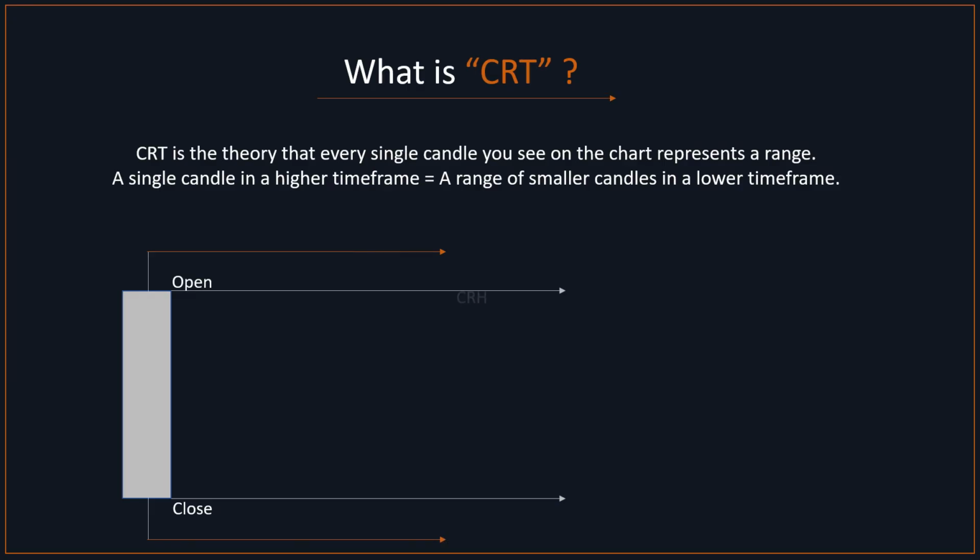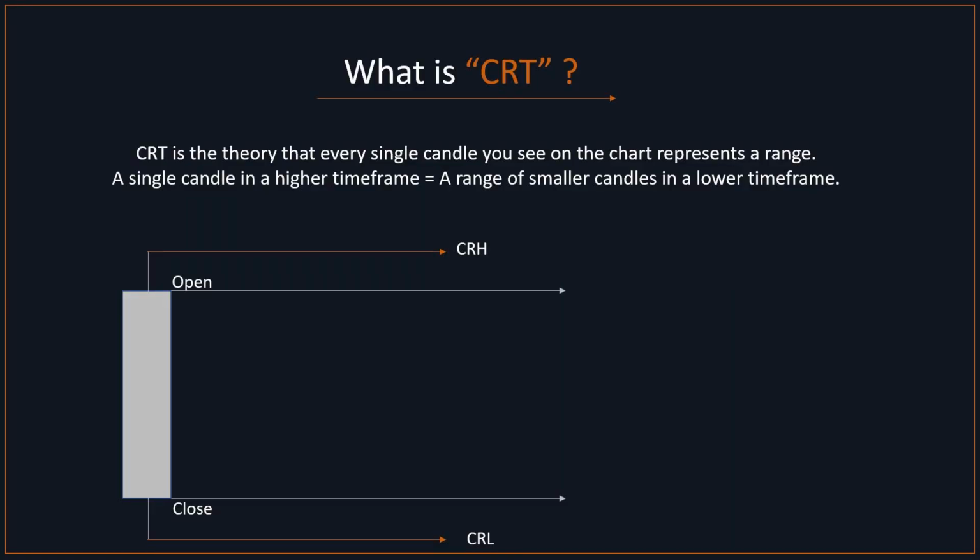Let's go ahead and mark the top wick as our CRH, candle range high, which represents our high point. If this is a daily candlestick, that's the high of the day. Down below, we'll mark the bottom wick as our CRL, candle range low, which is our low of the day.